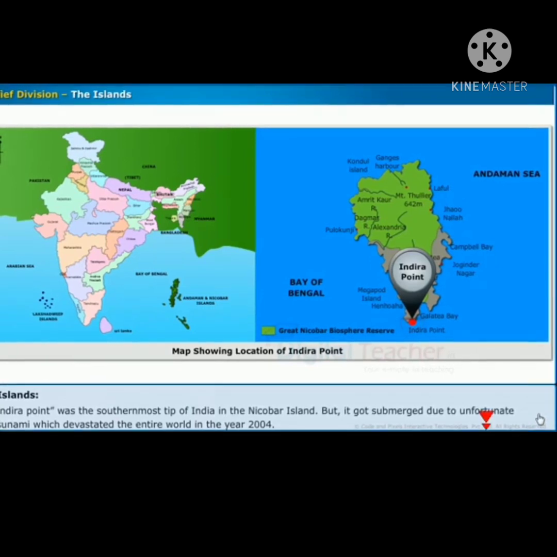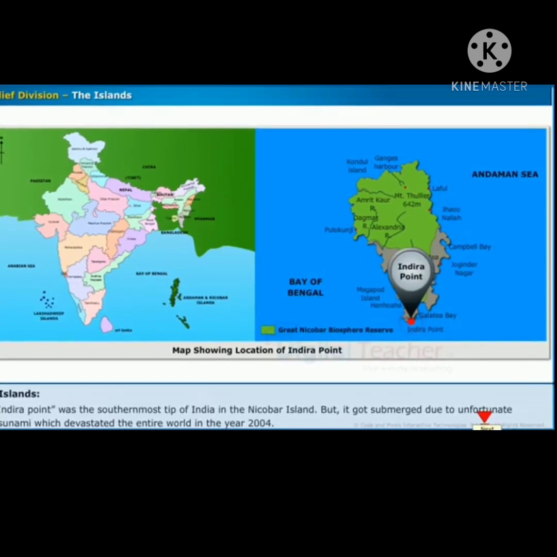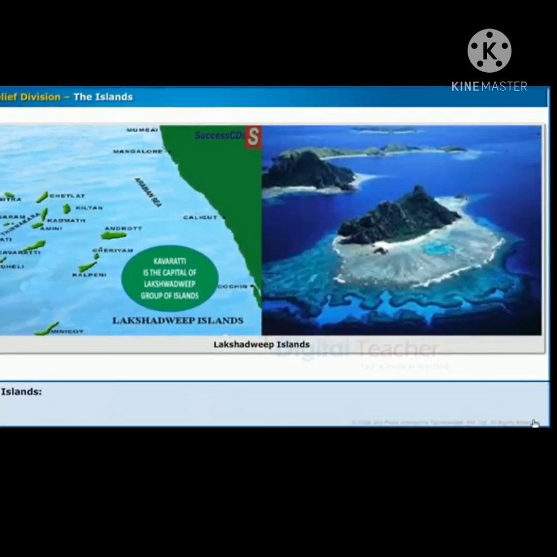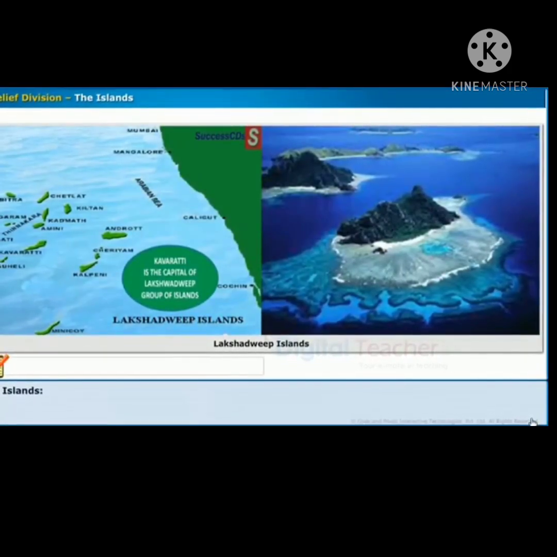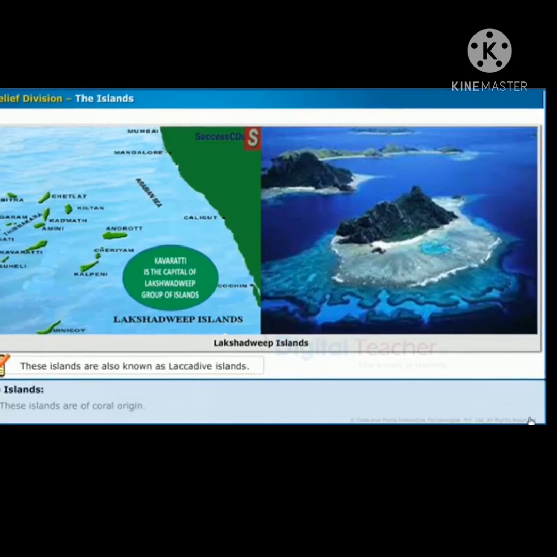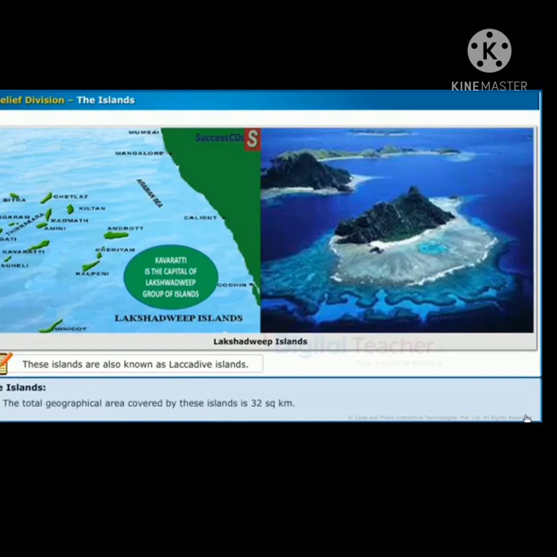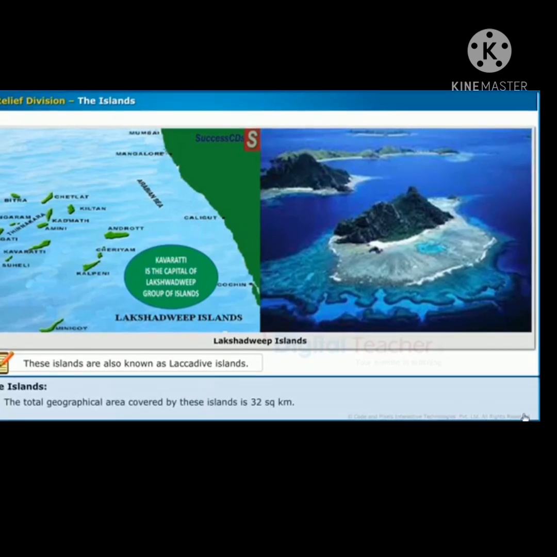Next, Lakshadweep Islands. These islands are of coral origin. Its total geographic area is 32 square kilometers. This group of islands is famous for a great variety of flora and fauna.